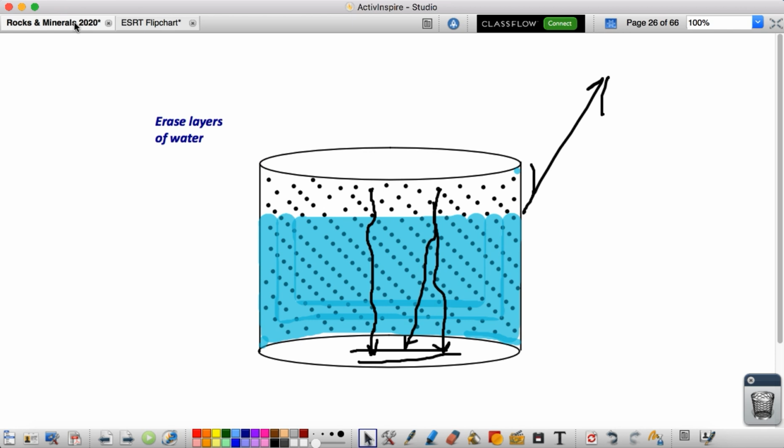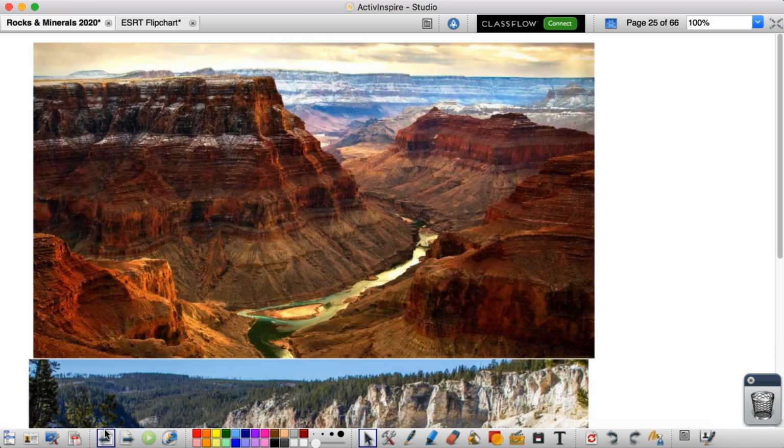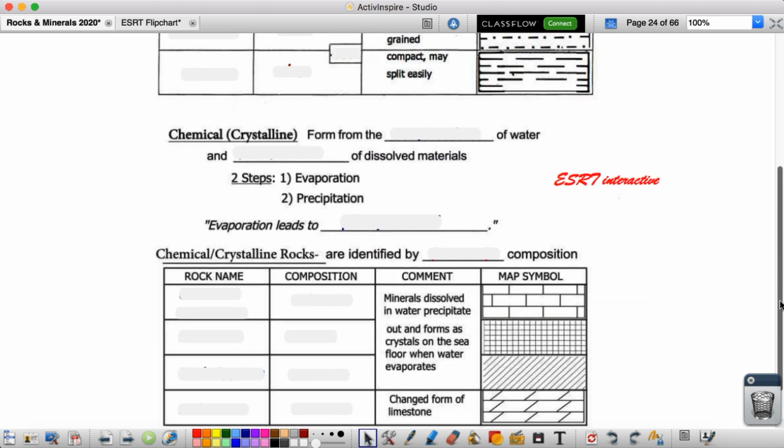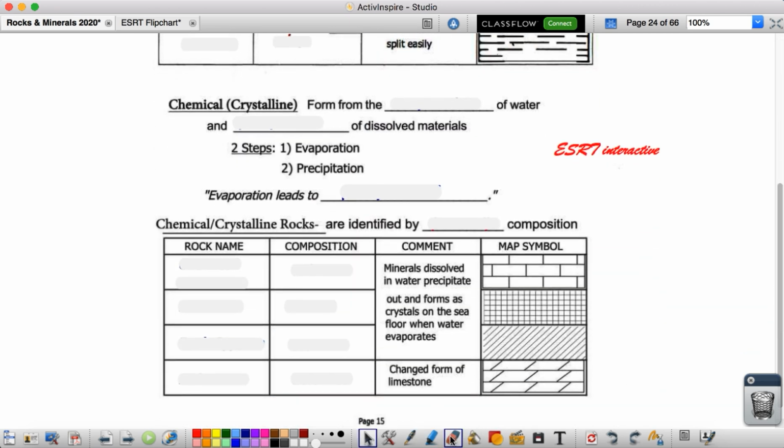Okay, so let's carry this information now to page 15. Let's take a look at our table here on the chemical or crystalline sedimentary rocks. The chemical or crystalline rocks form from the evaporation of water and the precipitation of dissolved minerals. So remember, evaporation leads to, please put your answer right there for an easy point. And your answer is evaporation leads to precipitation.